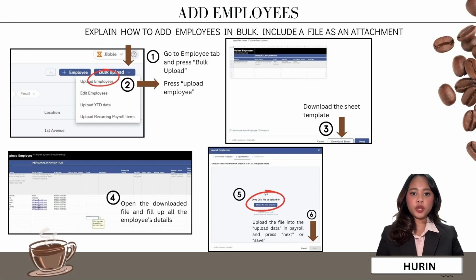Since adding employees manually is time-consuming, Payrollpanda provides a bulk upload feature to import multiple records quickly and efficiently. Go to the Employees tab and select Bulk Upload. Download the employee template, complete the required details, then upload the completed file in CSV and click Next or Save to import all employees into the system. This method is faster and more efficient for adding multiple employees.